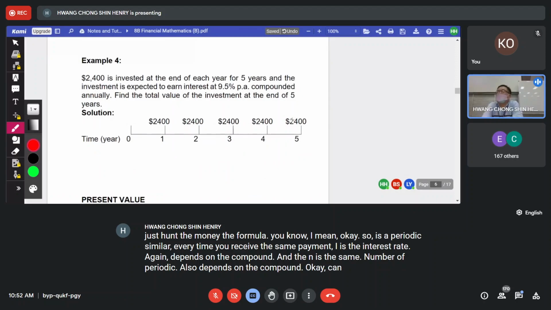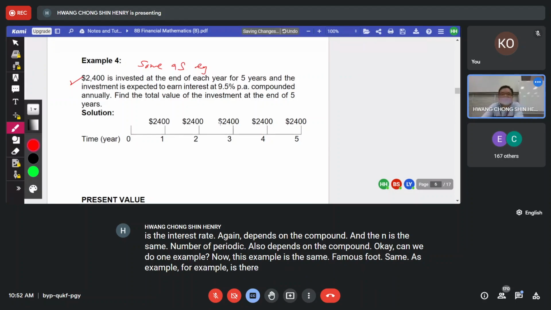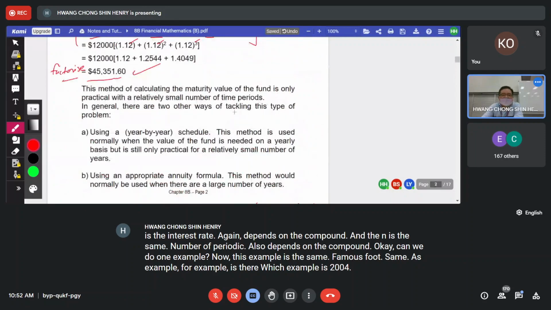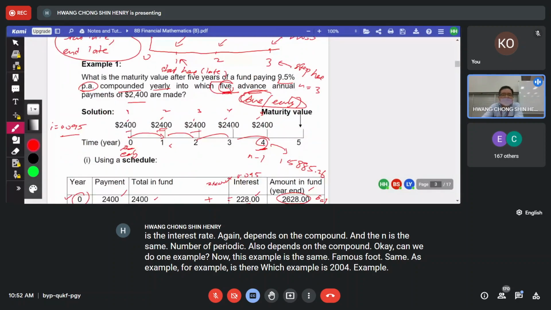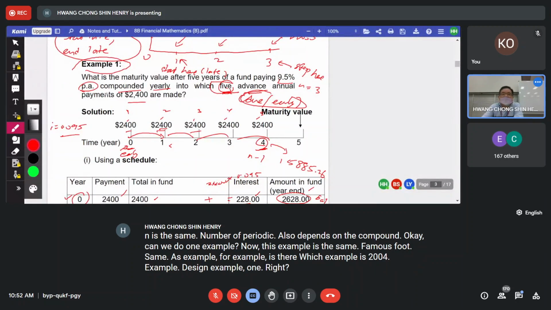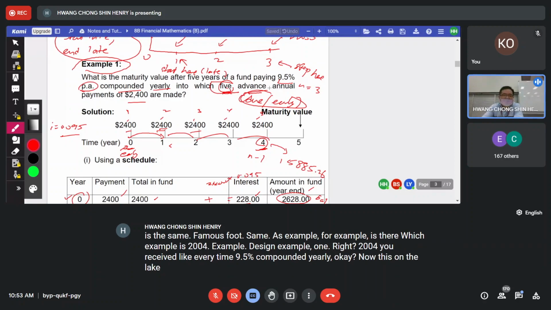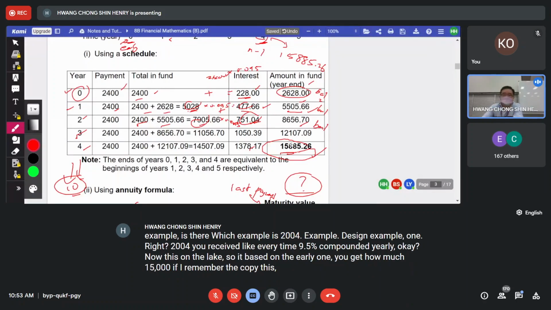Okay, can we do one example? Now, this example is the same as what example? Which example is this? 2004. Example 1, right? 2004 you receive every time, 9.5% compounded yearly. Now based on the early one, you get how much? 15,000 something. Remember we calculated this? This is based on the early one.